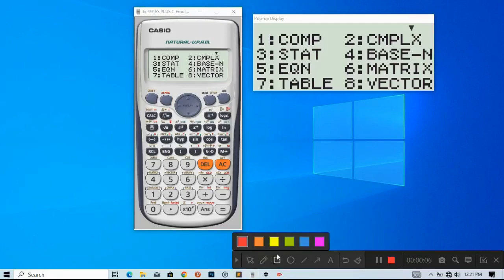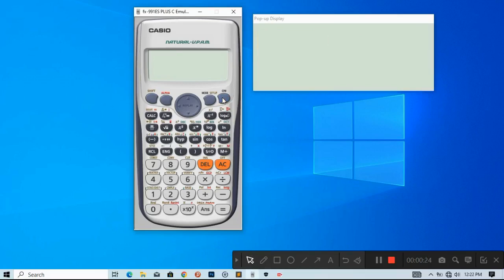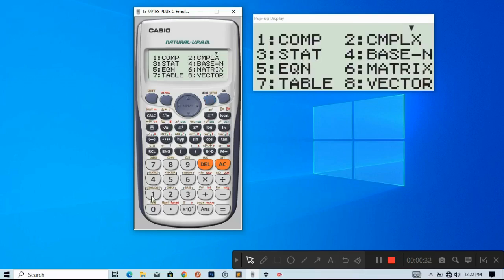In this video, we'll be learning about the comp menu. The comp menu is for general math calculations, and it's the default mode when the calculator is bought or reset. To access the comp menu on our scientific calculator, we punch on mode and then press 1 to activate.